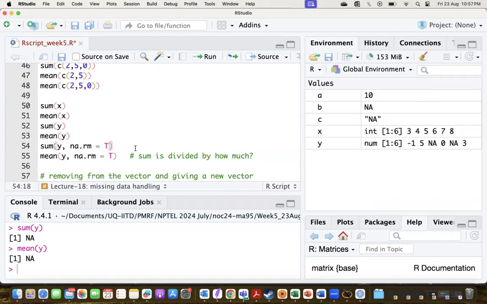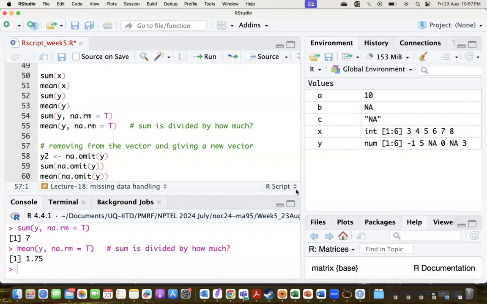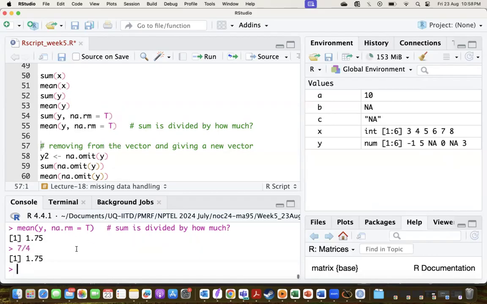Now when I'm doing a sum after removing the NA values, I get 5 as the output, which is correct, right? -1, 5, 0, and 3. And when I'm taking the mean, it gives me 1.25 because now it's considering only 4 values. So 5 divided by 4. That's working exactly how we want.